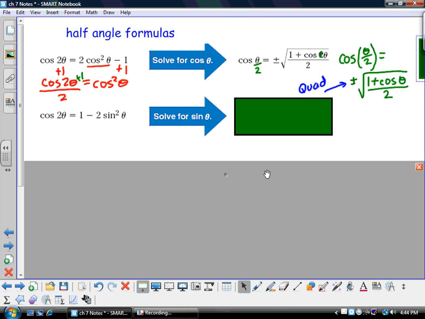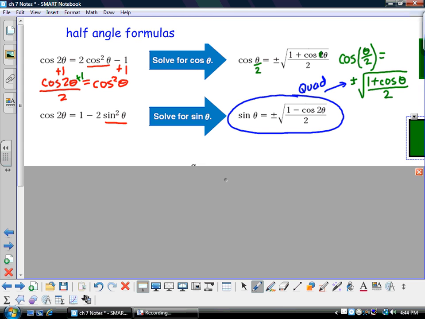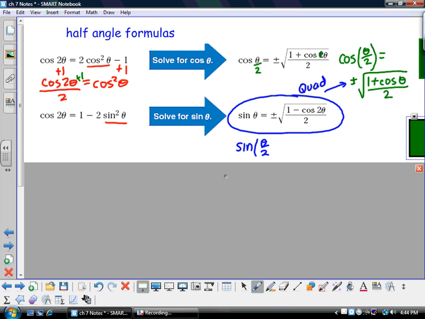We're doing the same thing with this formula. And we're going to solve it for sine of theta to get the half-angle formula for sine. It works out like that. Again, to make it the half-angle formula, we'll cut those angles in half, and we'll say the sine of theta over 2 equals plus or minus the square root of 1 minus cosine theta over 2.